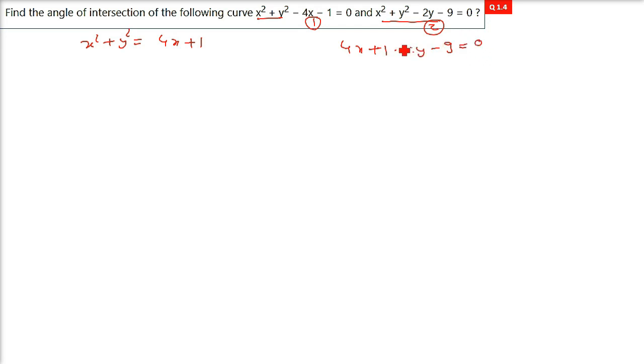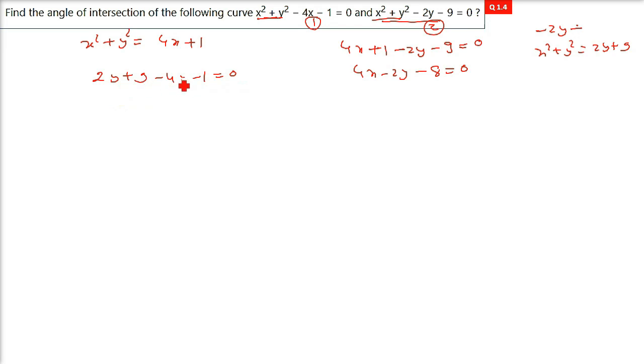So you get a formal equation of a line, and that line will say what? You'll just see. But you can do one more thing. You can put x square plus y square, which is 2y plus 9, in the first equation. In place of x square plus y square, you can put 2y plus 9. I'll just show it to you and convince you that either way you replace from the first equation to the second equation or vice versa, you are going to find the same equation of the line.